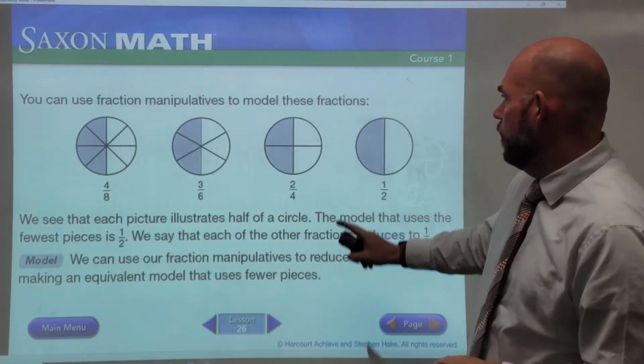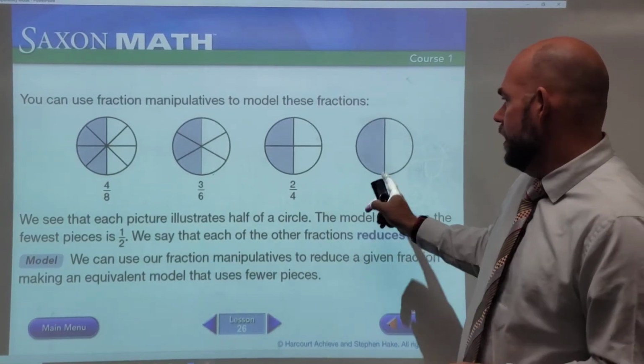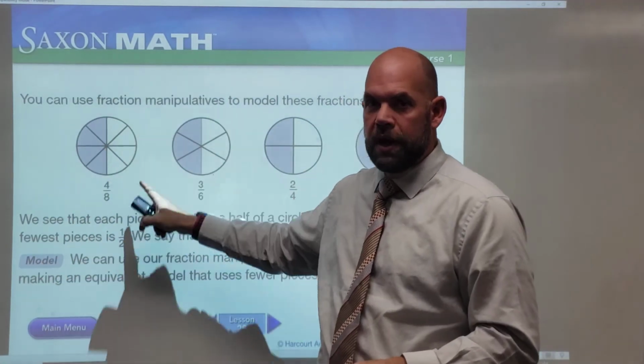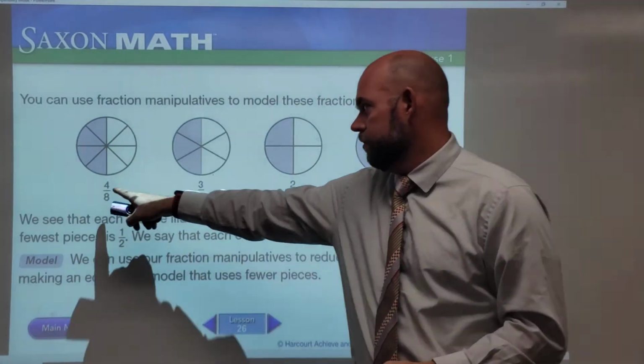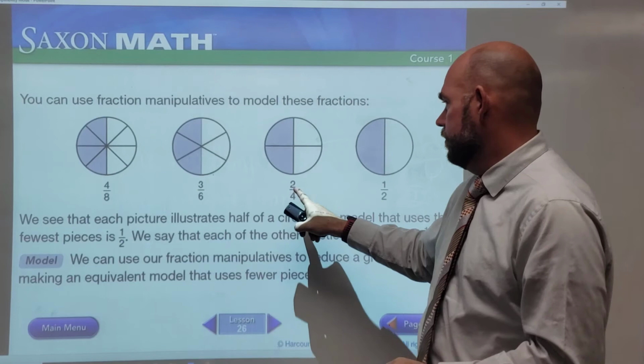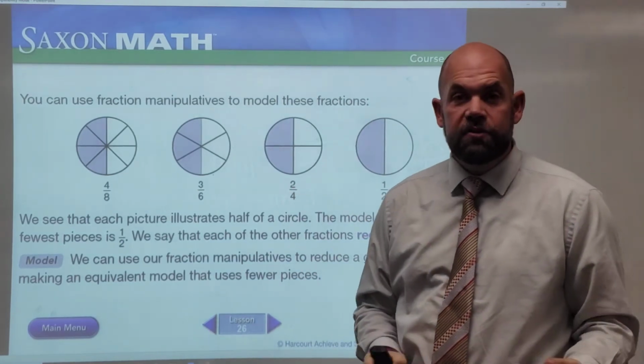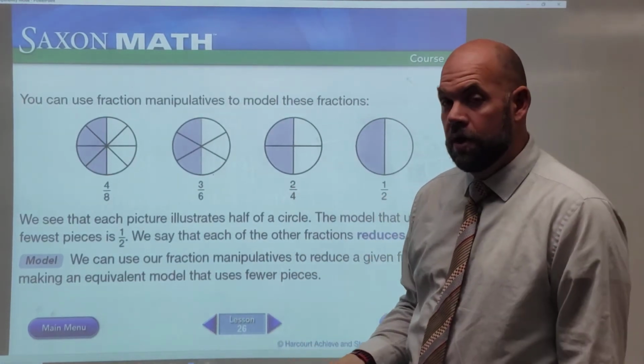All right, so here we have this model. Each of these shaded portions is 1/2, but we see that it's a bunch of different fractions: 4/8, 3/16, 2/4, and 1/2. And we know these are all 1/2 because they all reduce to 1/2.